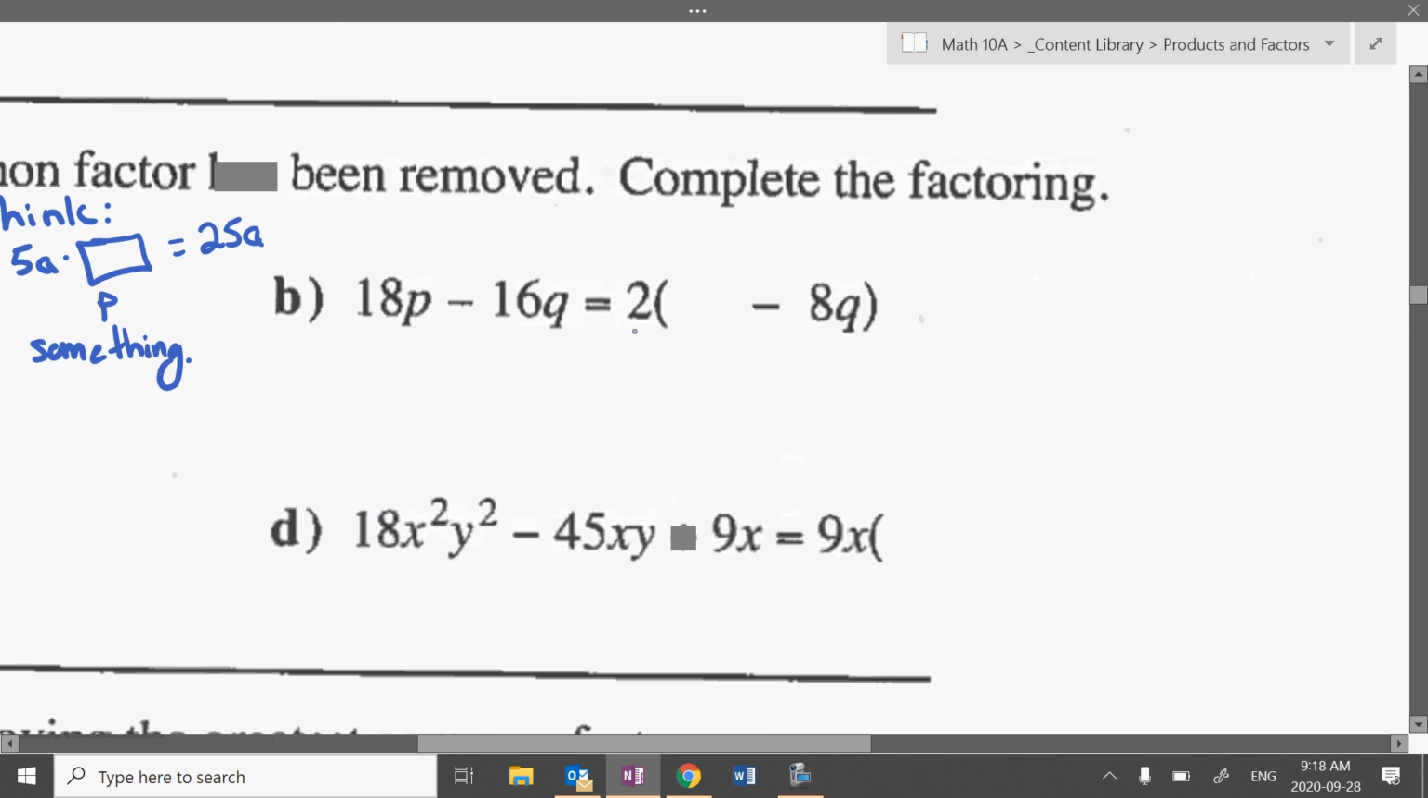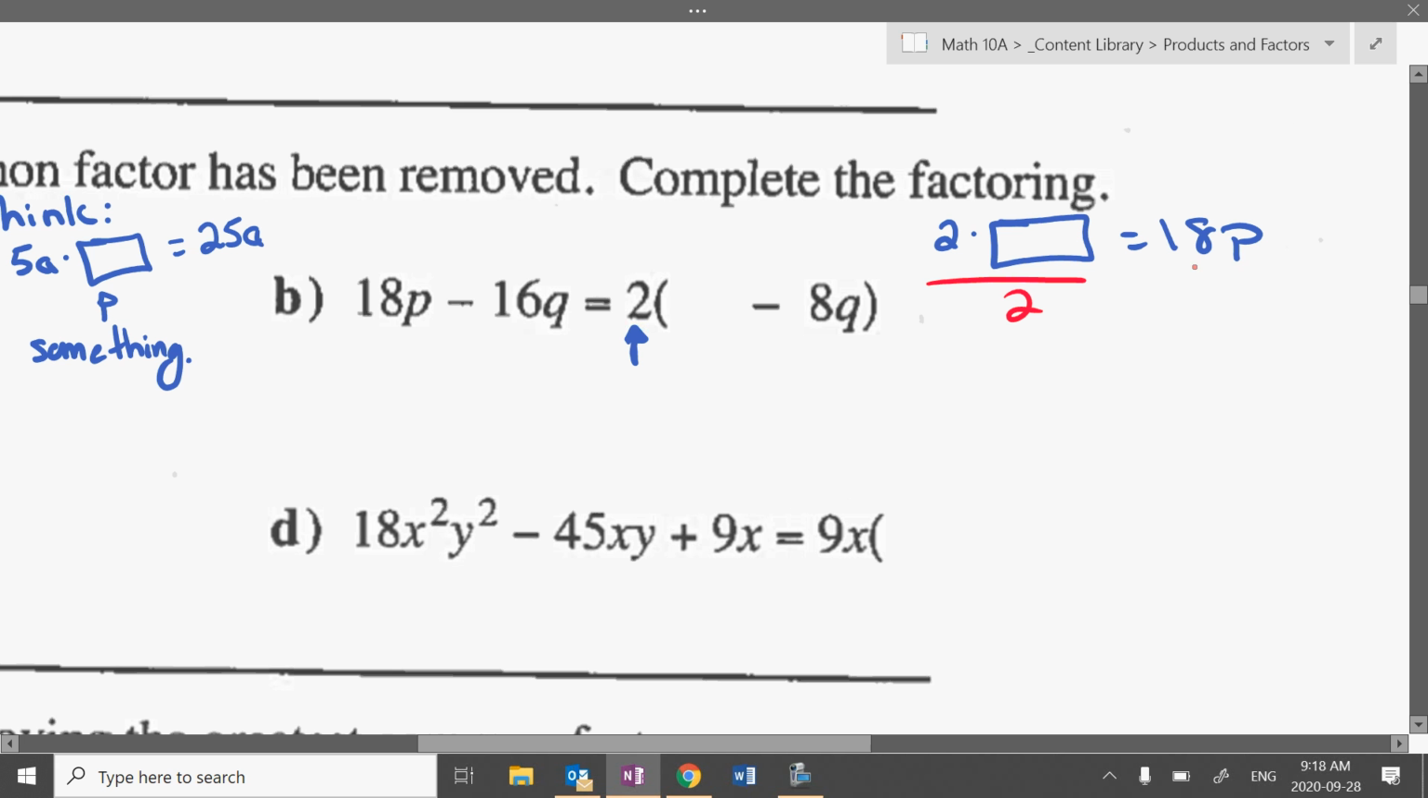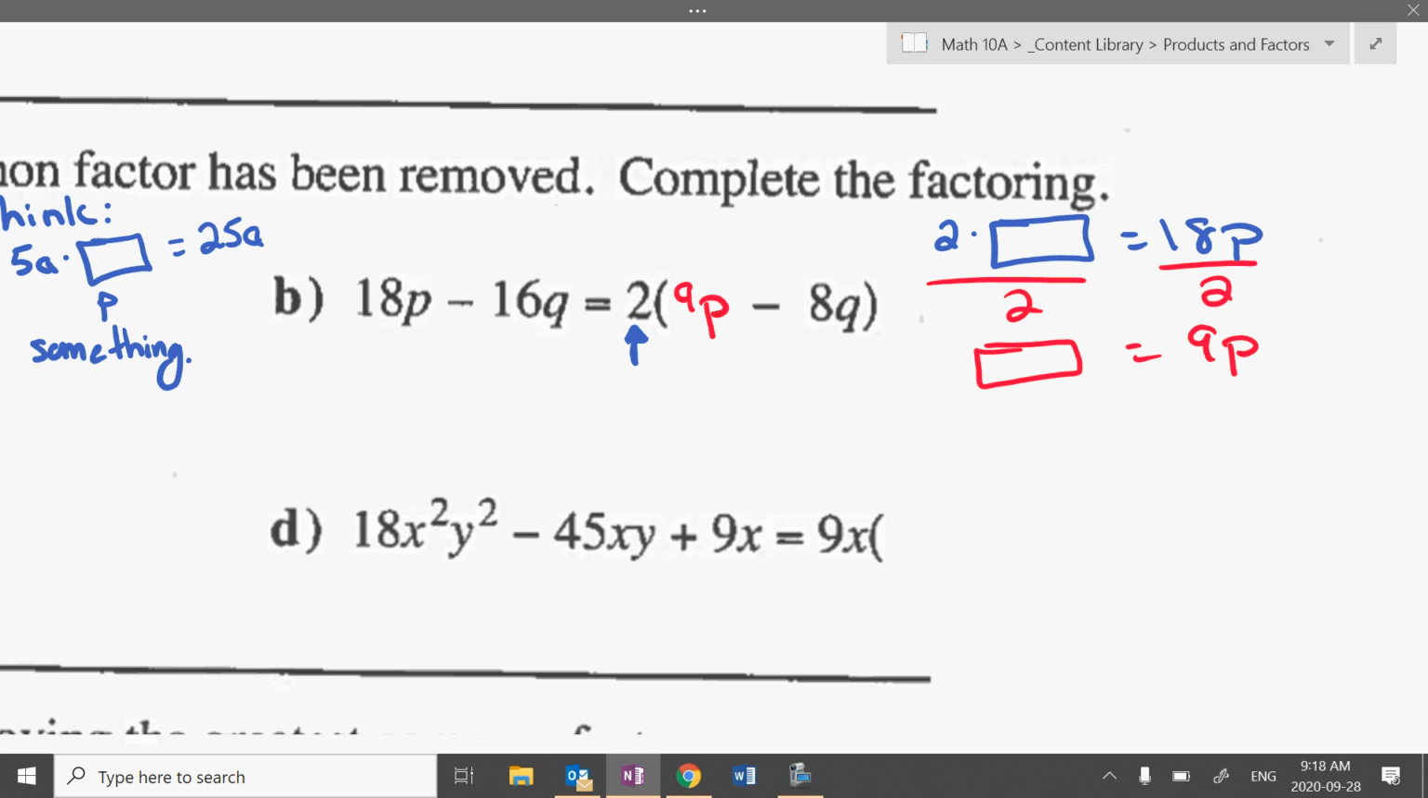This next one, they tell us our greatest common factor is a 2. So 2 times what gives us 18p? So you could actually go through and do the algebra of this. I would divide both sides by 2. I'm left with that unknown. 18 divided by 2 gives us 9p. So you also could do it that way, right? Multiplication and division, those are the opposites of each other. So you could just go and divide it. Sometimes when we get lots of variables in here, thinking of it as division can be a little bit tricky some ways too.